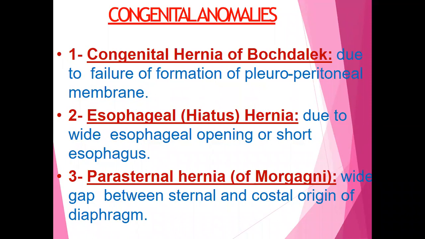Then parasternal hernia, actually it should be retrosternal. It is called Morgagni hernia. There is a wide gap between the sternal and the costal origin of the diaphragm. We said that mainly the septum transversum goes from the anterior side to the back, so if it is defective, we would have Morgagni hernia.